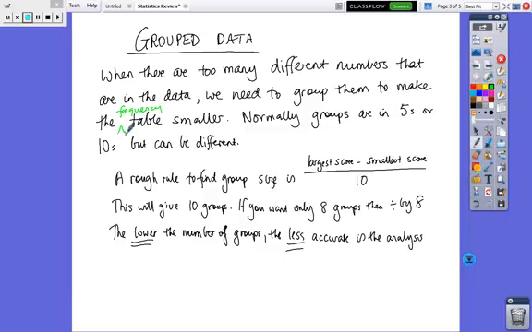So a rough estimate is to get the largest score minus the smallest score, and that's called the range. So get the range, and then just divide by 10 if you want 10 groups. If you want 8 groups, divide by 8. But just remember that the smaller the number of groups, the less accurate the analysis. So more groups means more accuracy, less groups, less accuracy.